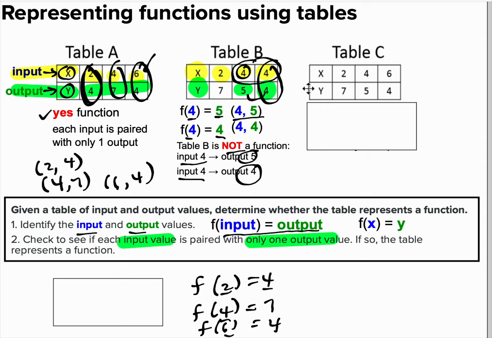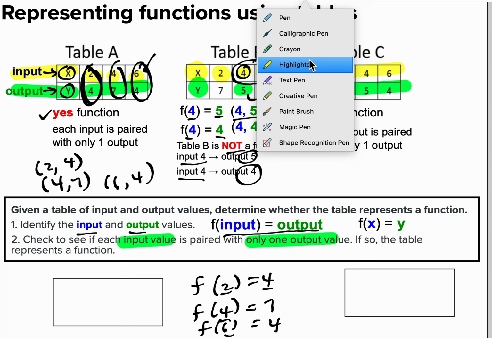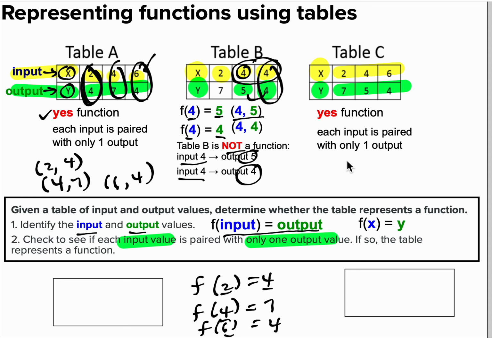And then in my last example here, again, my inputs are in the top row, my outputs are in the bottom row, and when I scan across my inputs, none of them repeat. That's usually the first thing I look for. Do I have inputs that repeat? I don't. So that means that every input has its own output. I can write that as ordered pairs. When I input 2, I output 7. When I input 4, I output 5. When I input 6, I output 4.